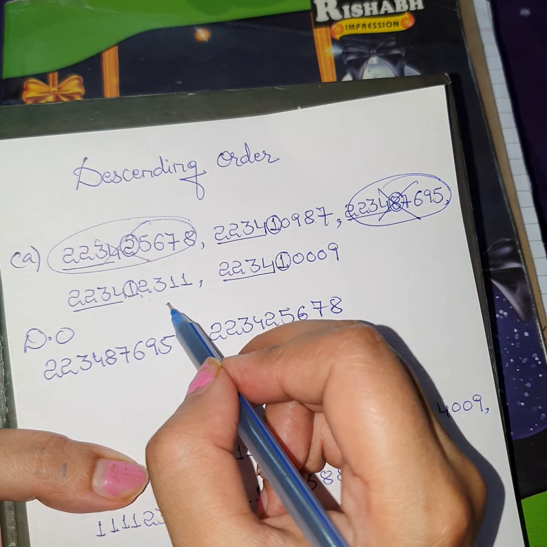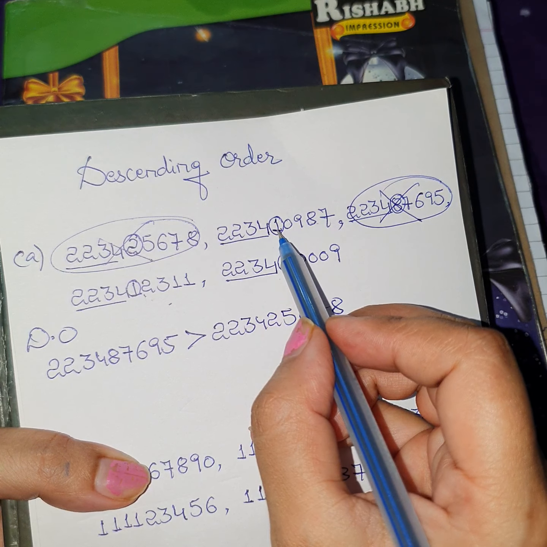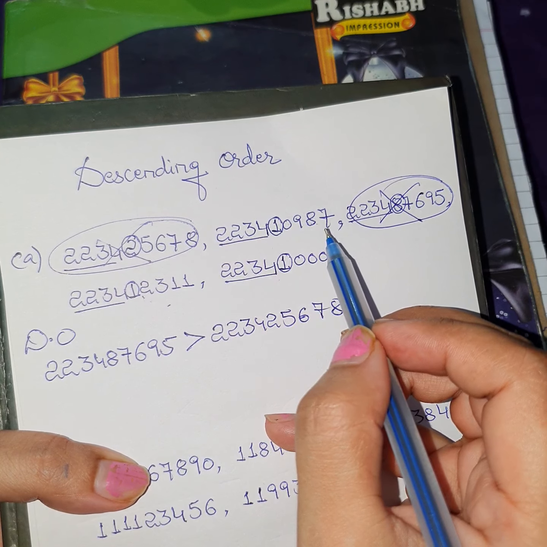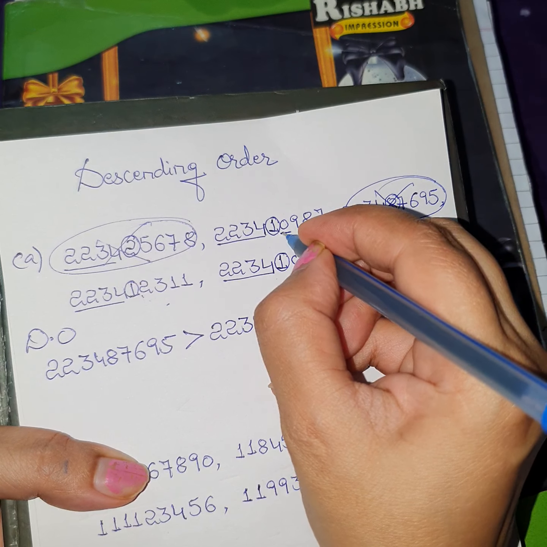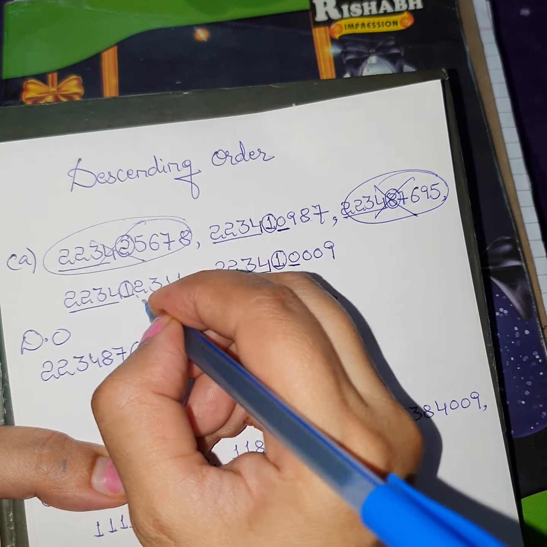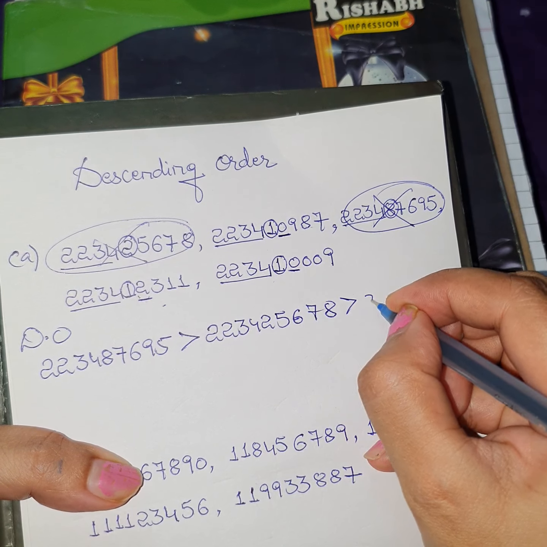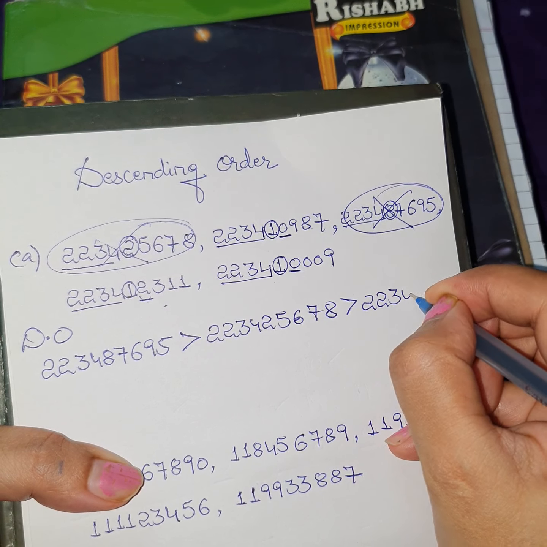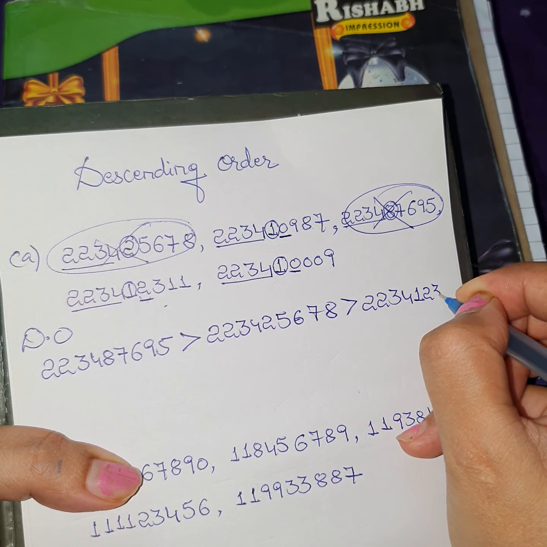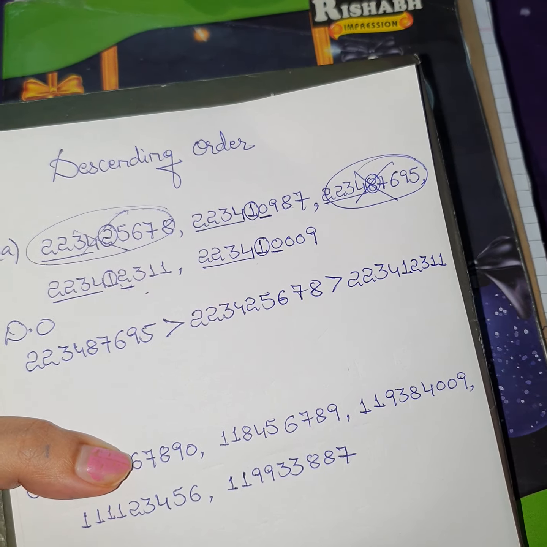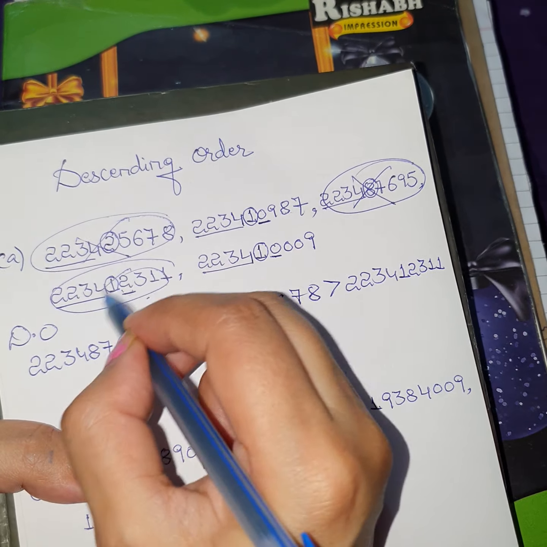Now these three numbers are remaining. Now the fifth number is same. So we will move on to the sixth number to check. So the sixth number is 0, 0, 2. So from 0, 0, 2, 2 is greater. So will come this number 2, 2, 3, 4, 1, 2, 3, 1. So this will be your third number. So this is also out of the series.